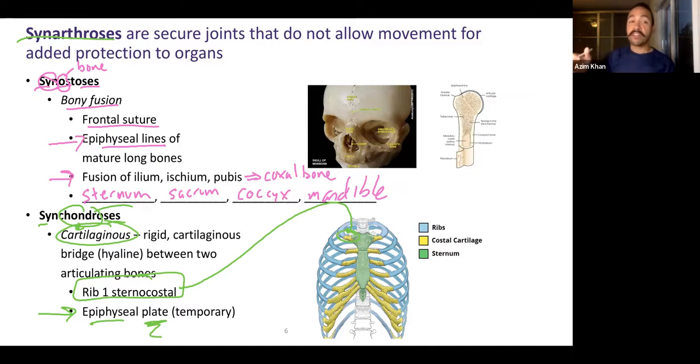So we have synchondroses, synostoses, gomphoses, and sutures. Those are all examples of joints that do not move much at all. Those are synarthroses. They're there to protect organs, whether it's something in your head or in your chest usually, or for long bones.